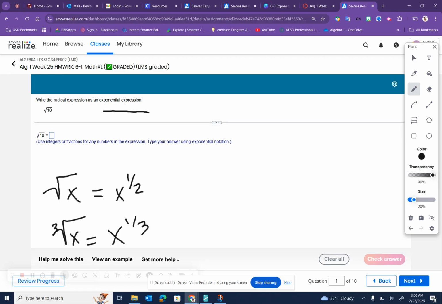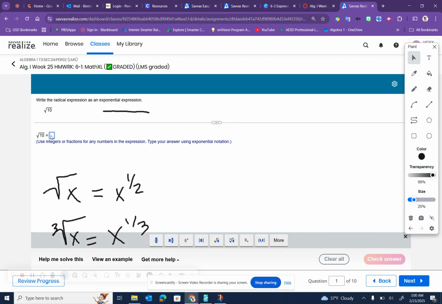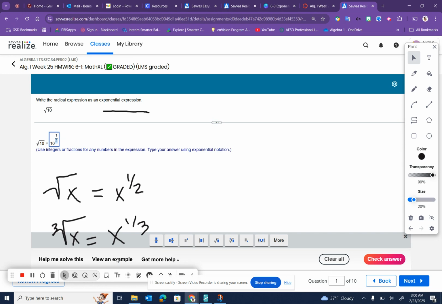So in this case, we have the base 10. It is to the square root, so you would enter here your base 10. You would use the exponent feature. Then you can select the fraction, and it would be to the 1/2. There's always the view example feature that also helps.